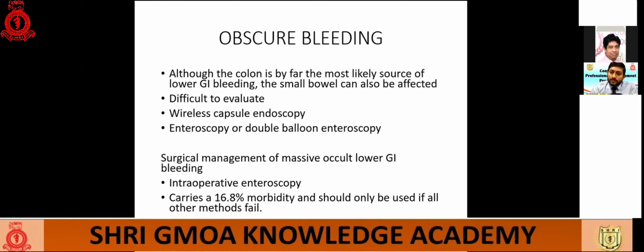So the most common causes for this obscure bleeding are angiodysplasias of the small bowel, and carcinoid tumors.